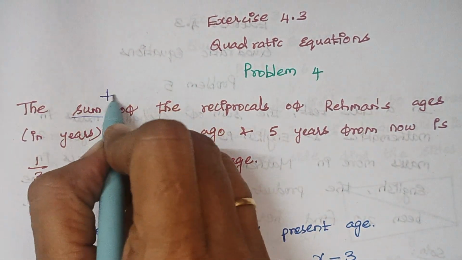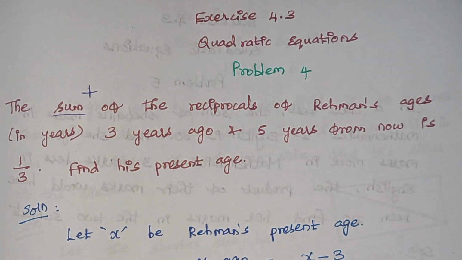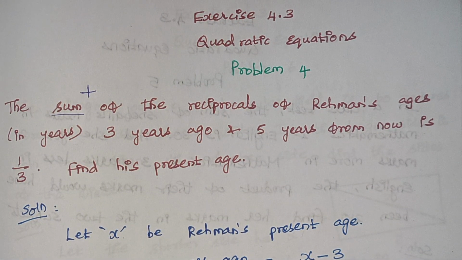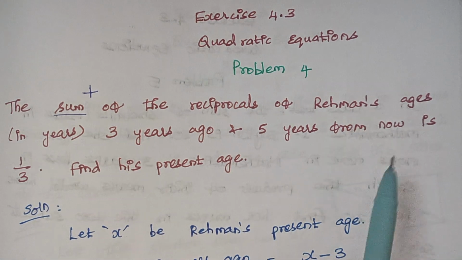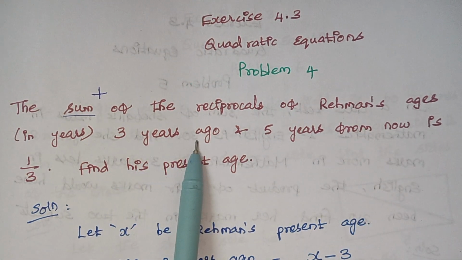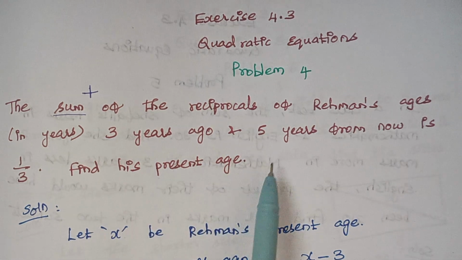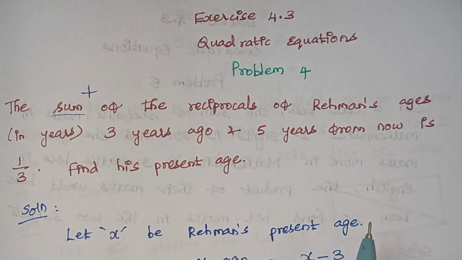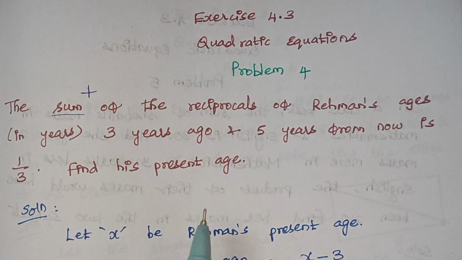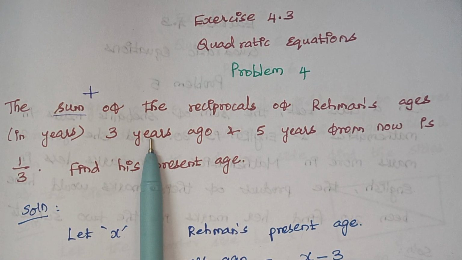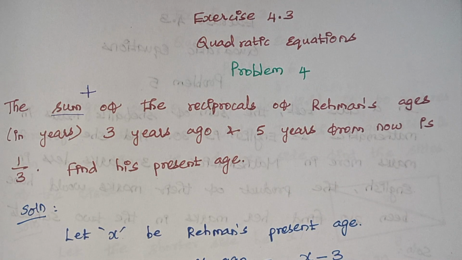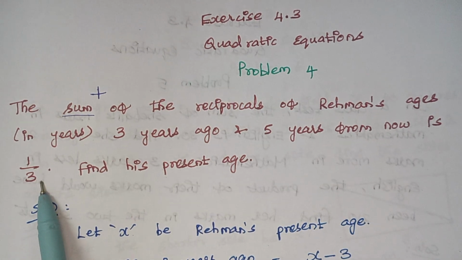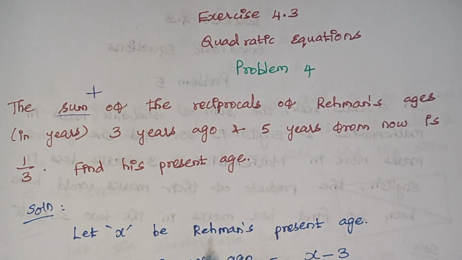So here the sum refers to a plus sign. The sum of the reciprocals of Rahman's ages. Rahman's ages when? The age of Rahman is calculated 3 years ago, that is 3 years before, and 5 years from now. Here we have two ages. The first age is 3 years ago and the second age is 5 years from now. When you add the reciprocals of these two ages, we get the answer as 1 by 3. Now we have to find his present age.